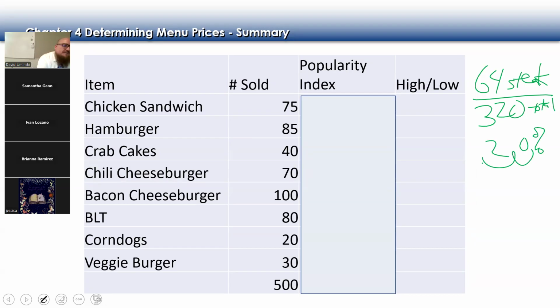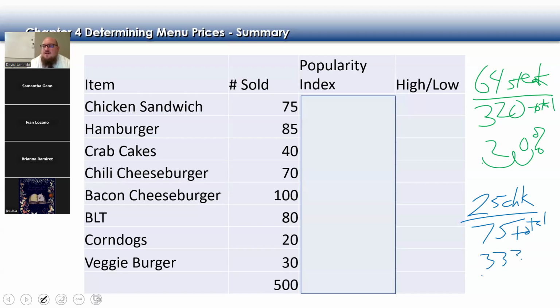What about the next one? Number 2. We sold 25 chicken, and of the 75 total, 25 were chicken. What is our percentage? 33. Okay, so we move that decimal place over. We've got 33.3%. So basically 1/3.